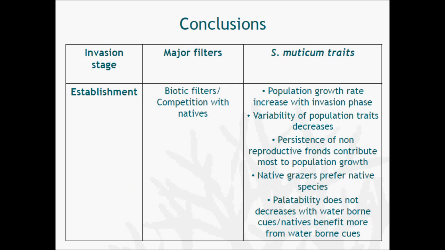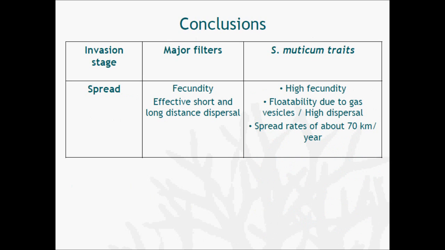It is the survival of the fronds that contributes more to population growth rates. We know that the native grazers prefer the native species, but that doesn't matter because Sargassum grows very well with the grazers, and it grows more than the others. And the palatability we just talked about. So finally, the spread.